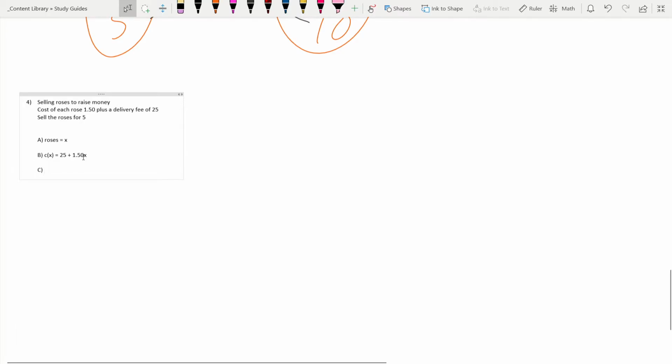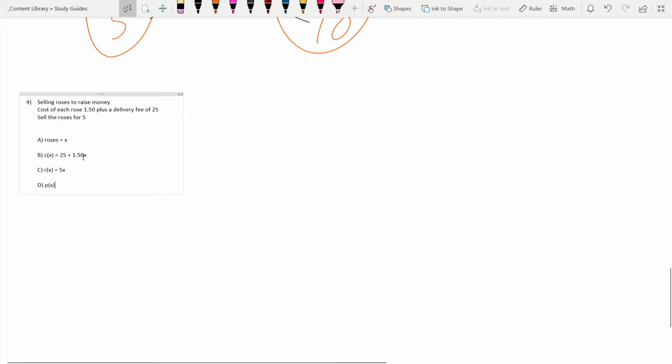Then it wants a revenue function. Revenue is saying how much money you made from your sale. It's not your profit, it's just how much money did you collect from your customers. So I'm going to call this R. So the only way to figure out how much money we collected from the customers is to figure out how many roses we sold and multiply that by what we sold them for, which was $5. So 5x.